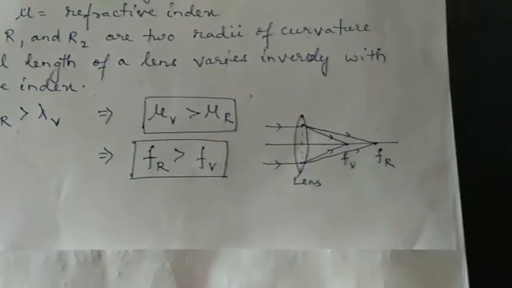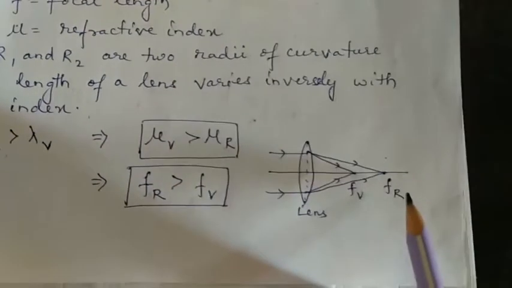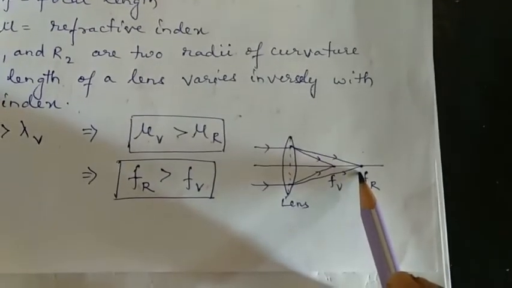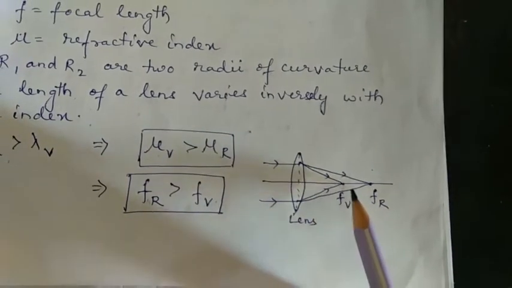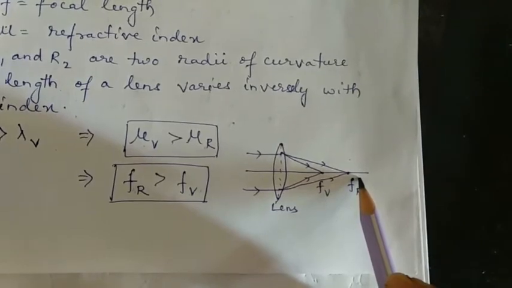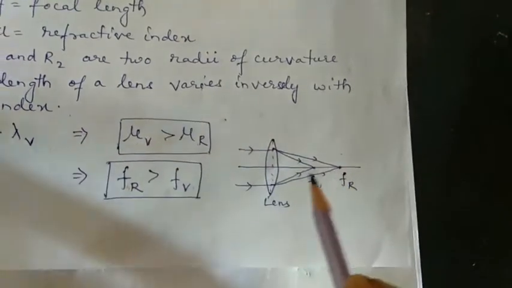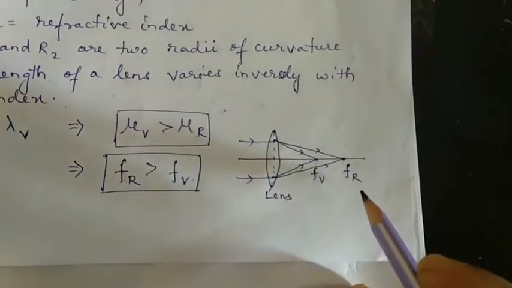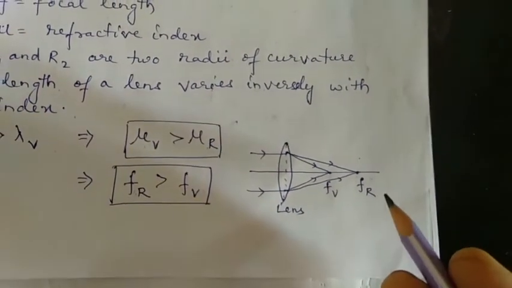Now here FR is greater than FV, that is, violet color is refracted nearer to the lens and red color is refracted far away from the lens. All other images due to different colors lie between these two extreme images. So for a white object, the images are multicolored, which are focused at different positions from the lenses. This defect is called chromatic aberration.